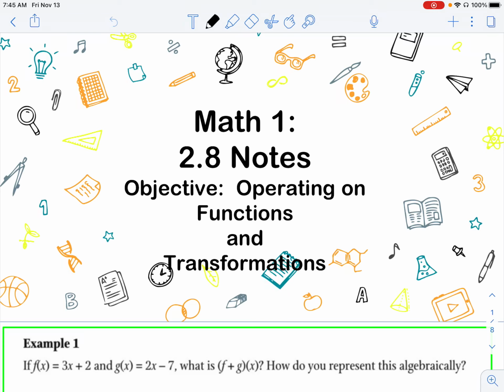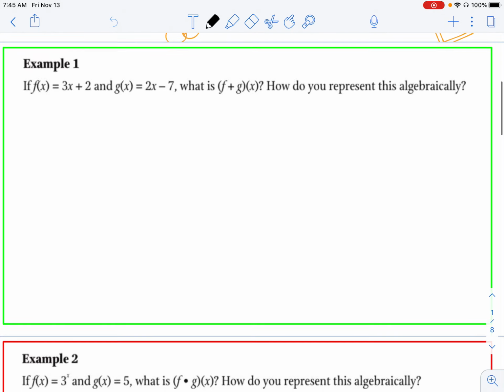Hi, and welcome to the 2.8 notes. We'll be talking about operating on functions and transformations.